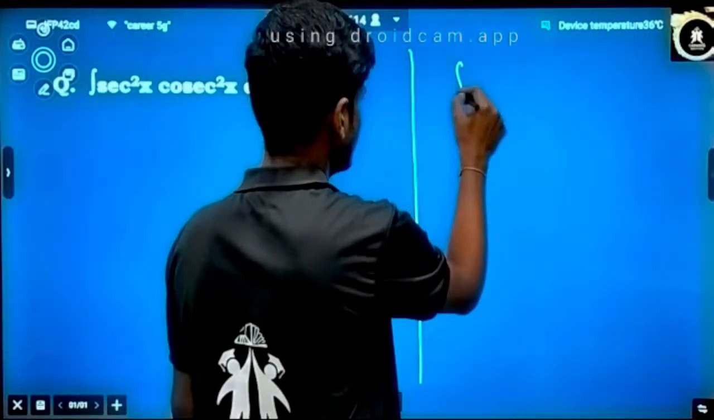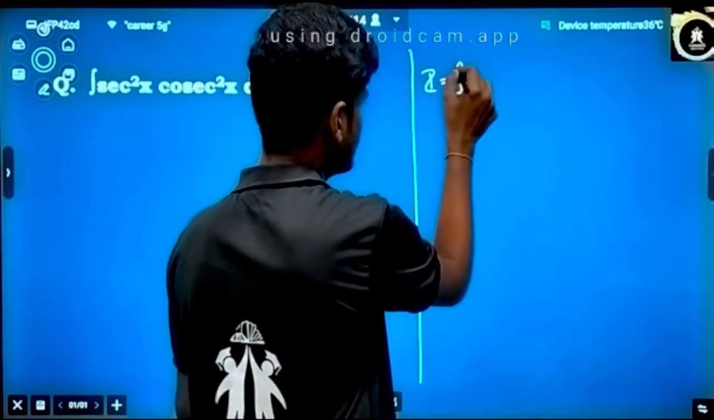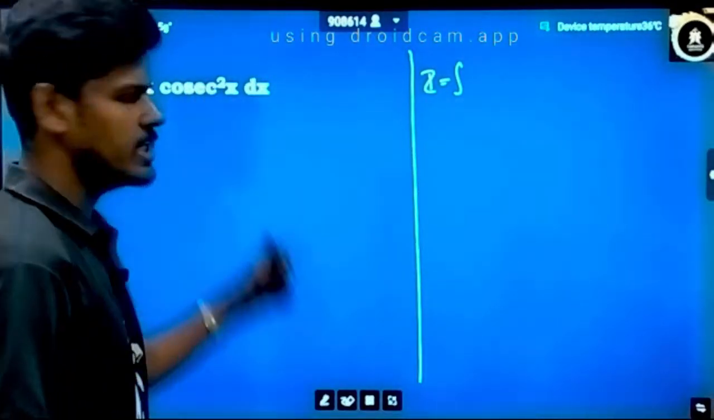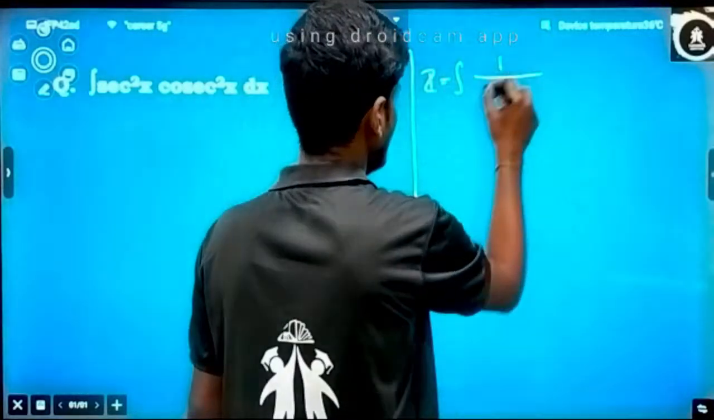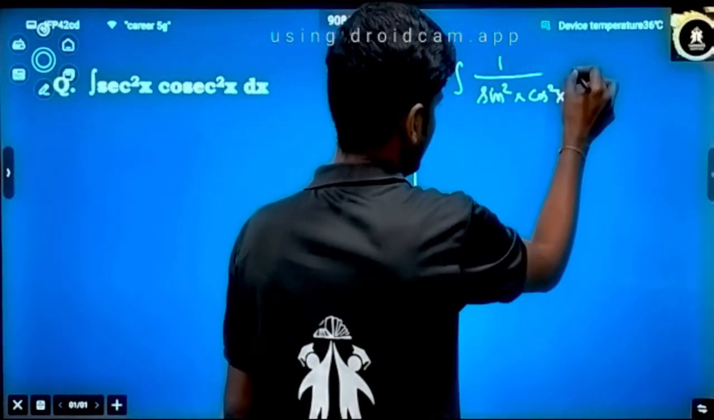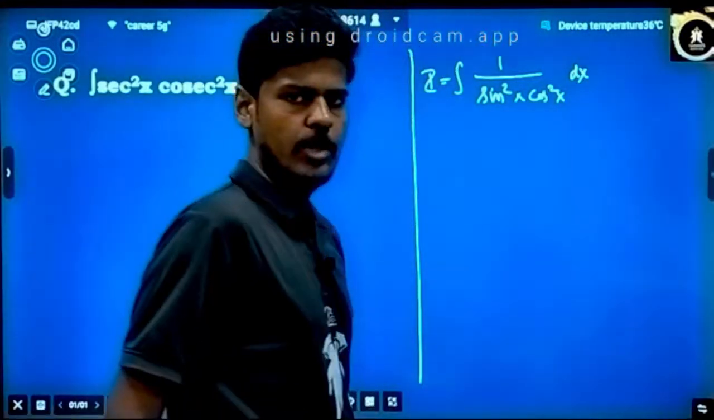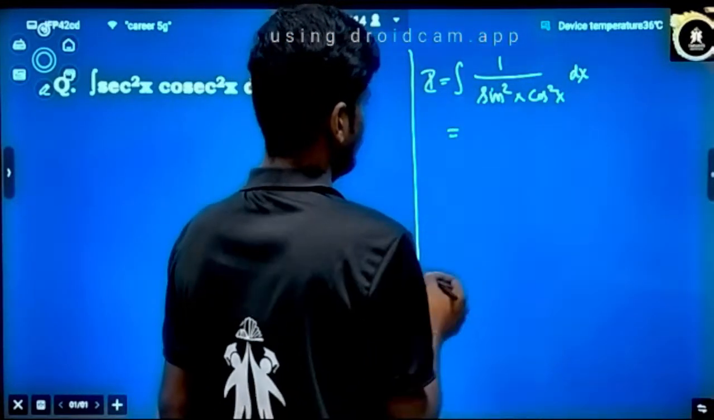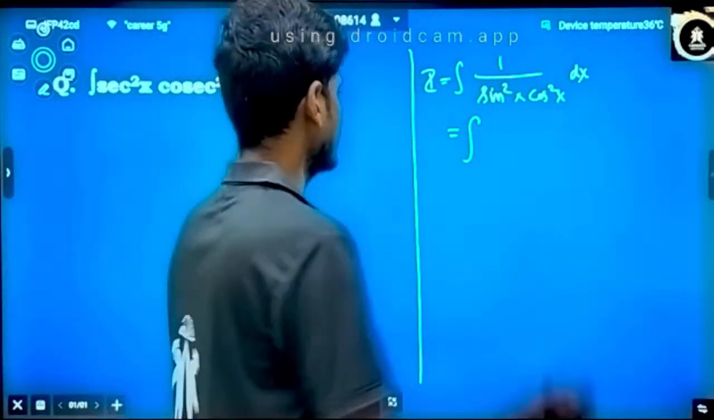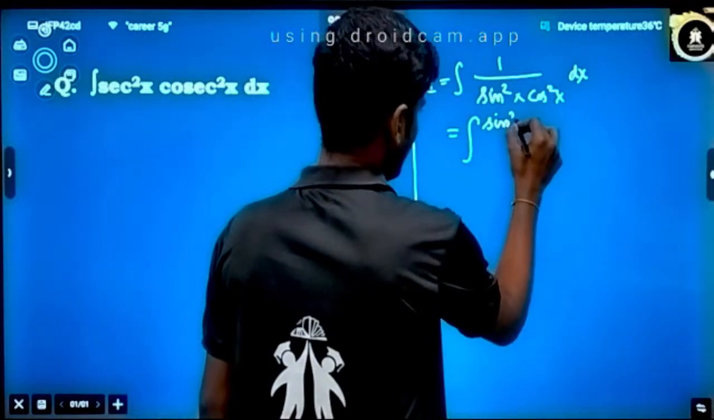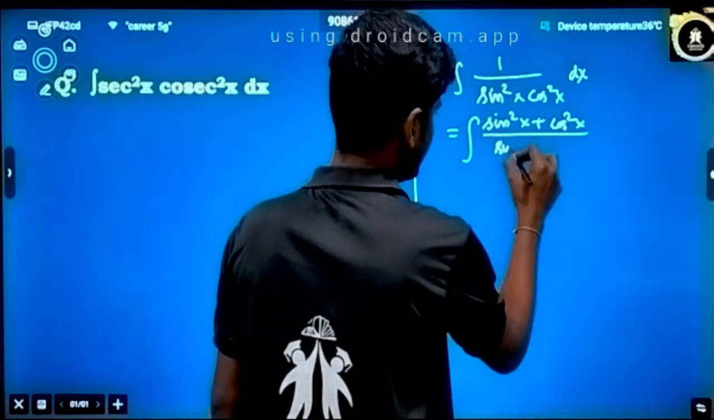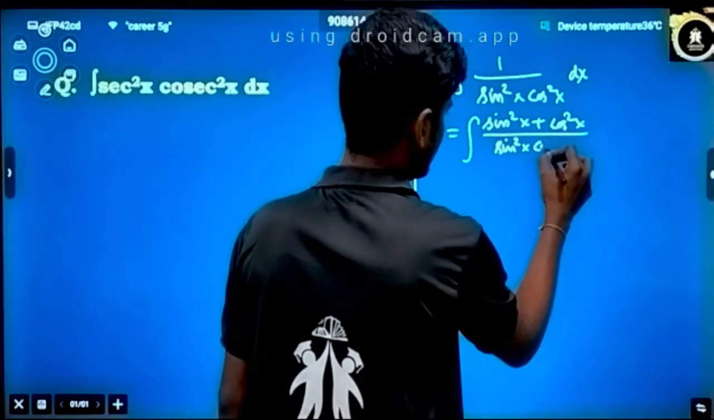What is integral of secant square x cosecant square x? Let's take this as I. That is equal to integral of, we can write secant square as 1 by cos square and cosecant square is 1 by sin square. So this will be 1 by sin square x into cos square x dx. Okay, next we can write this 1 as sin square x plus cos square x, divided by sin square x into cos square x.